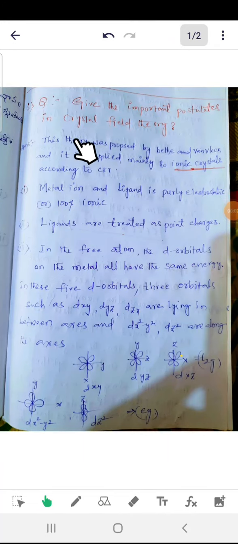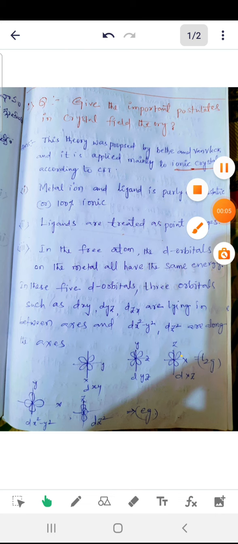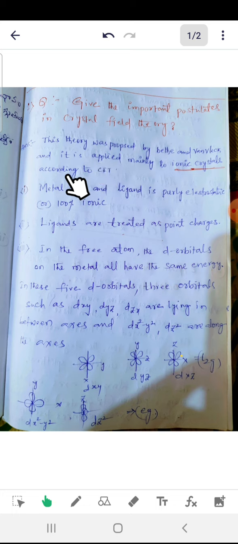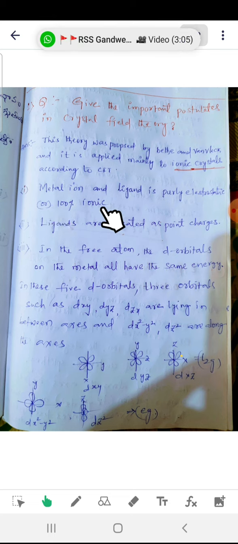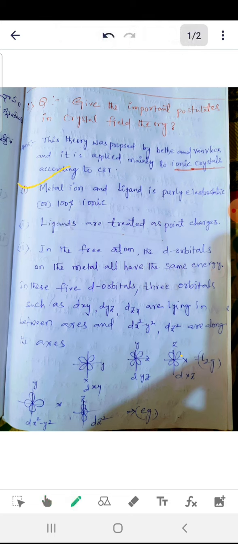Give the important postulates of crystal field theory. This theory was proposed by Bethe and Van Vleck, and it is applied mainly to ionic crystals, that is, pure ionic compounds. According to crystal field theory, the first postulate is that the bond between the metal ion and ligands is purely electrostatic, or 100% ionic in nature. That point is over.